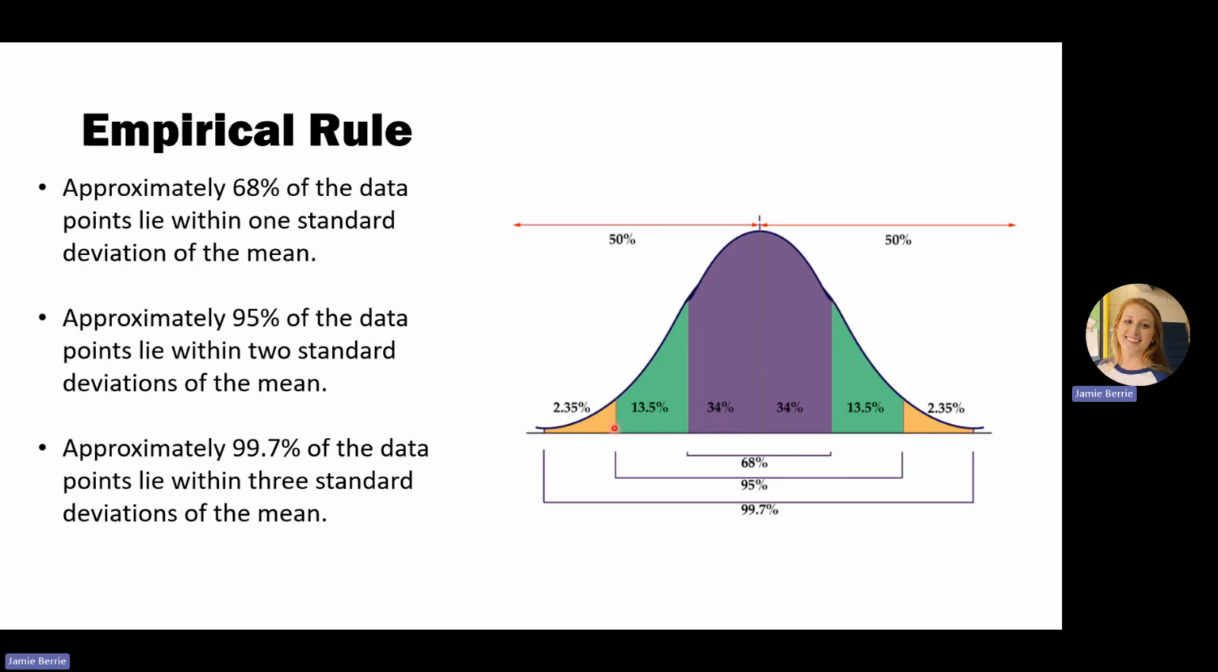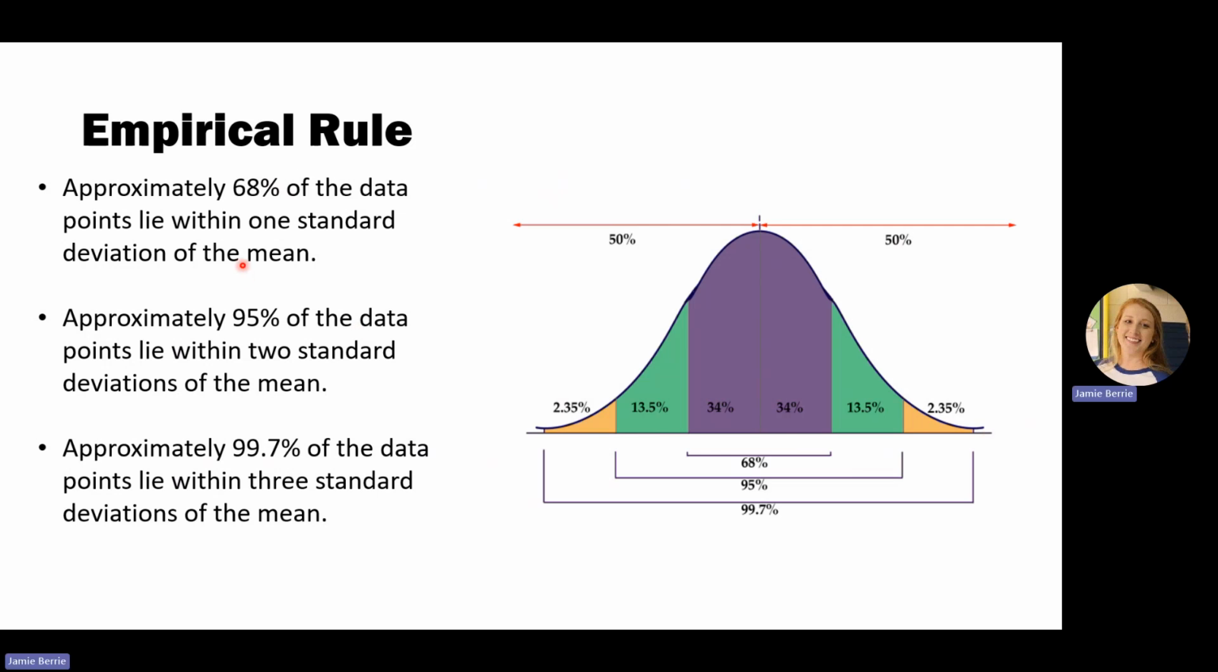Approximately 99.7% of my data points are going to lie within three standard deviations of the mean. All right, so that should capture almost my entire class. I might have one outlier, one person that's really, really tall or really, really short that's out here in these little tails that are not filled in.